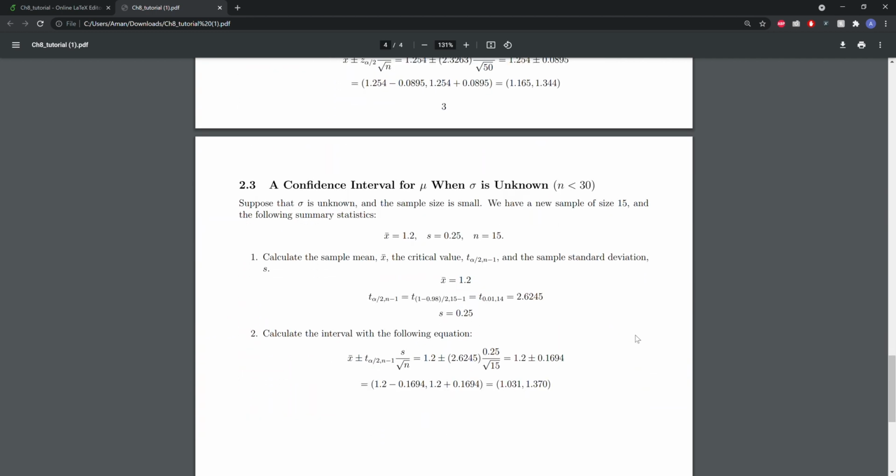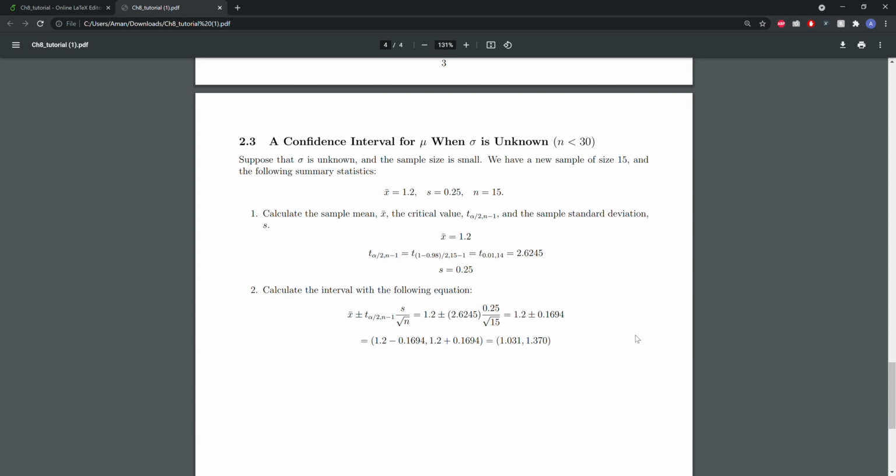Now the last part is calculating the confidence interval for mu when sigma is unknown and we have a small sample size. And a small sample size would be anything under 30. So we're not going to be using the same data from above because in the above questions we had a sample size of 50. So let's suppose that the new sample size is of size 15 and it has the following summary statistics. So X bar, the sample mean is 1.2, the sample standard deviation is 0.25, and the sample size is 15.